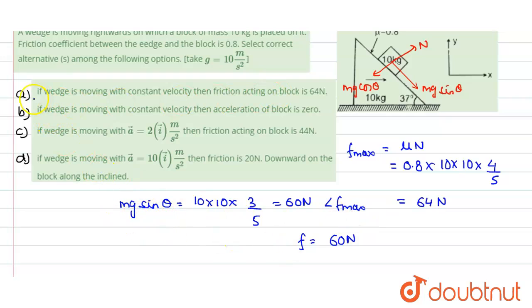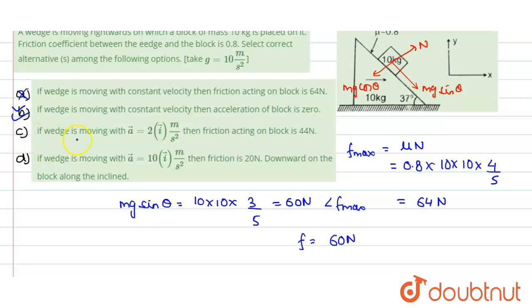So option A is wrong and option B is correct, because it is given that if the wedge is moving with constant velocity, the acceleration of the block is 0. We can say this option is right. Why? Because the friction force would be 60 Newton and mg sine theta is also 60 Newton. The friction force is acting in this direction, mg sine theta is acting in the downward direction, the net force is 0, therefore the net acceleration would be 0.